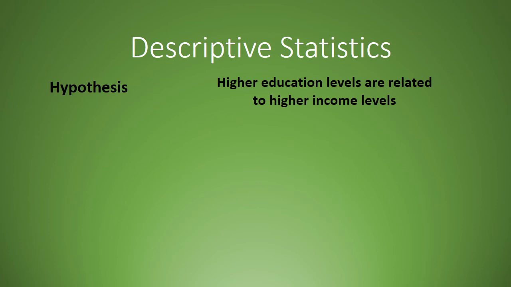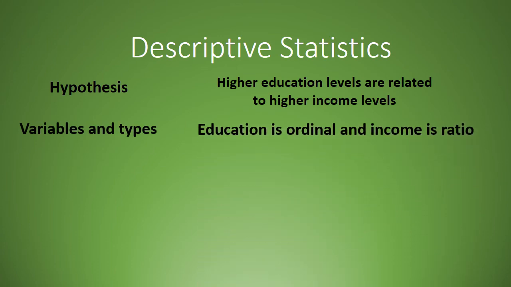Again, reminding ourselves of our hypothesis and the variables we want to know more about: income and education. Education is an ordinal variable as it is ranked and in order. Income is a ratio variable for our purposes and has an absolute 0, and we can say someone earns twice as much as someone else. That brings us to our first statistic to describe our variables.